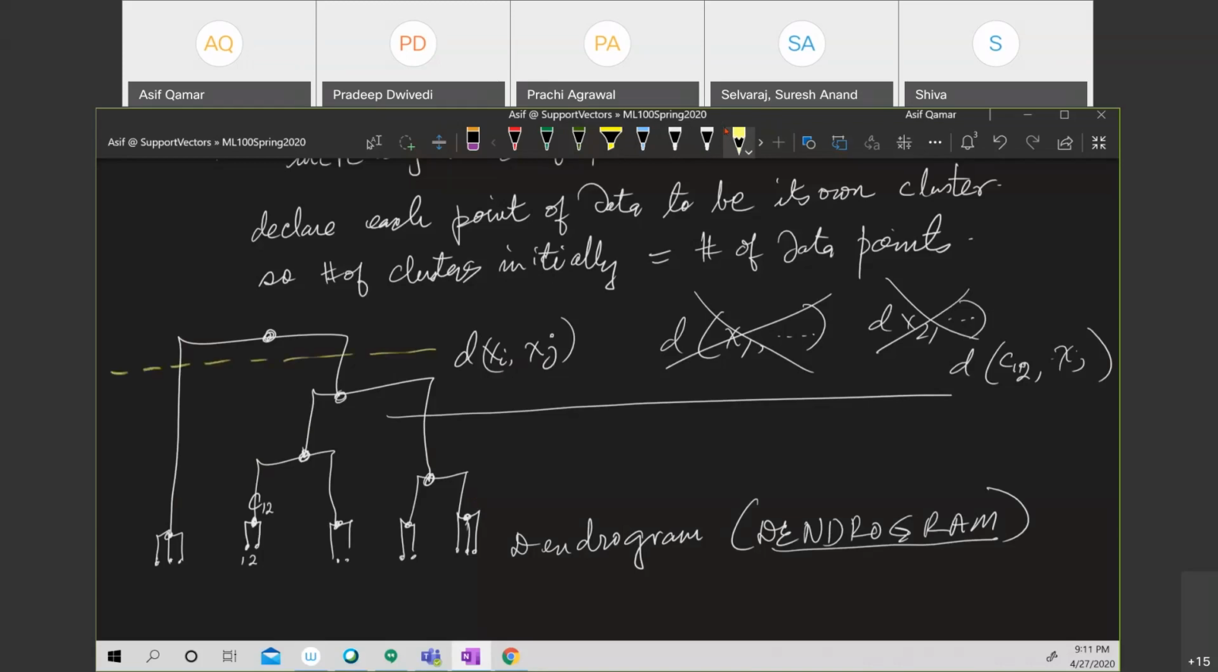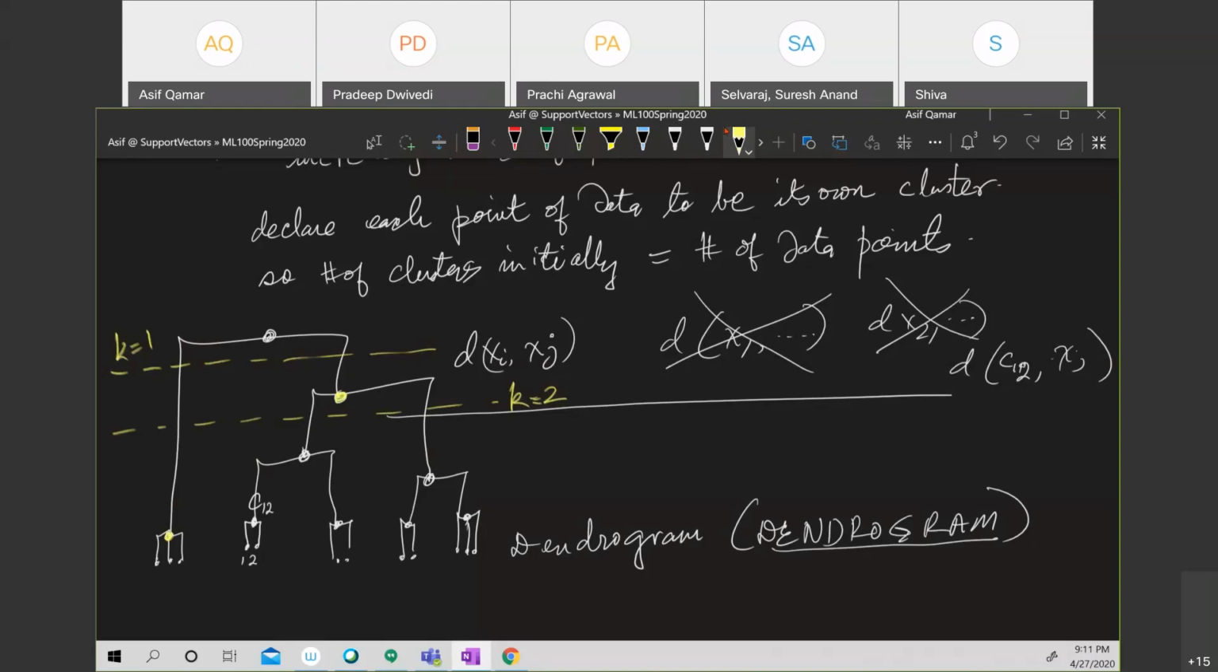If you cut here, how many clusters do you see? K is equal to 1. If you want 2 clusters, you can cut here. You'll get k is equal to 2, right? So this cluster and this cluster will be k is equal to 2, isn't it? If you want to have k is equal to 3, then you just keep changing your cut points.